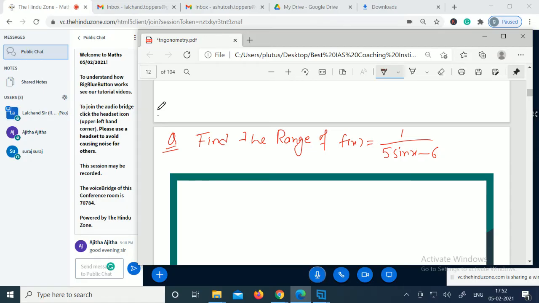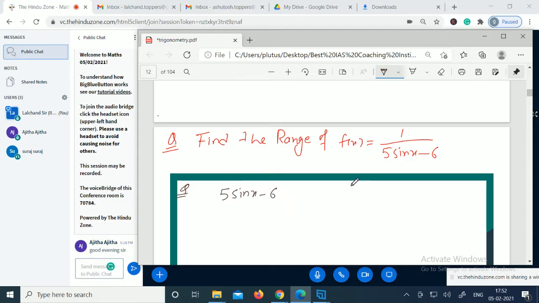Okay, let me explain this question. If we have this kind of question which involves sine cos ratio, we first need to calculate the range of this expression. So first we calculate the denominator range, that is 5 sin x minus 6.